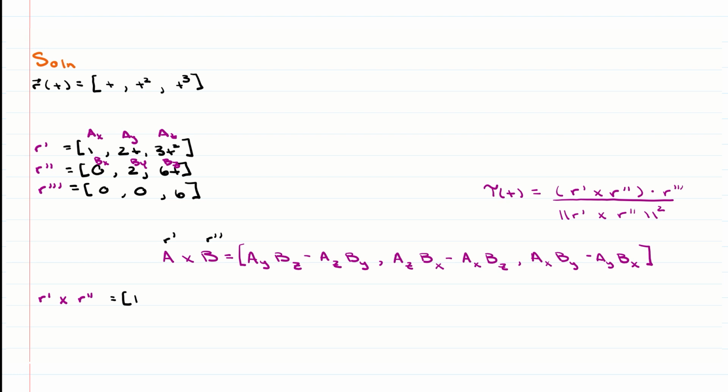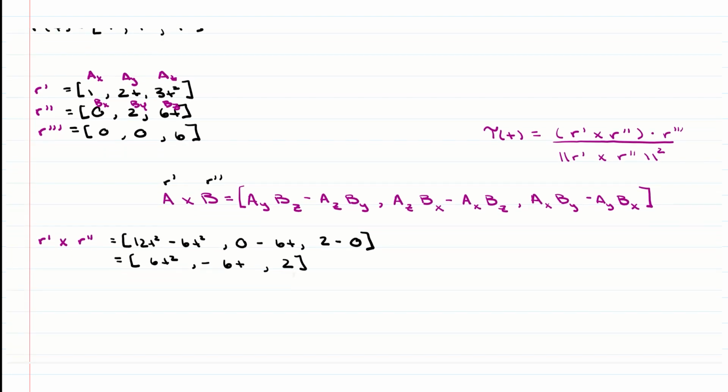We get 12t squared minus 6t squared, 0 minus 6t, 2 minus 0. Then this simplifies to 6t squared, negative 6t, 2.